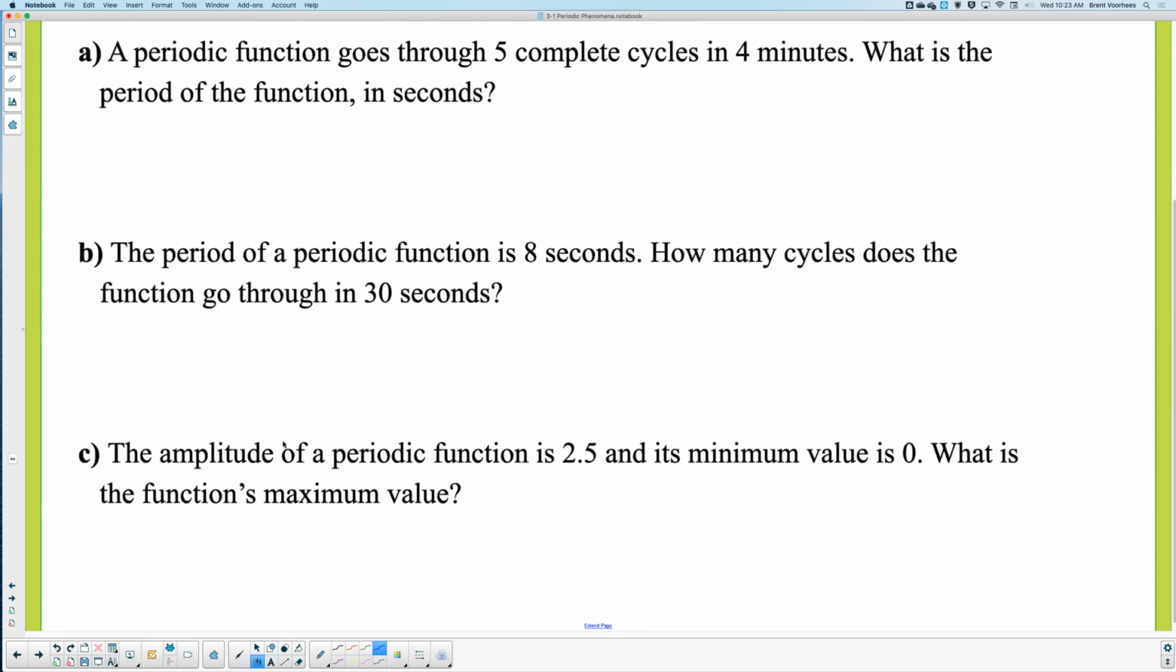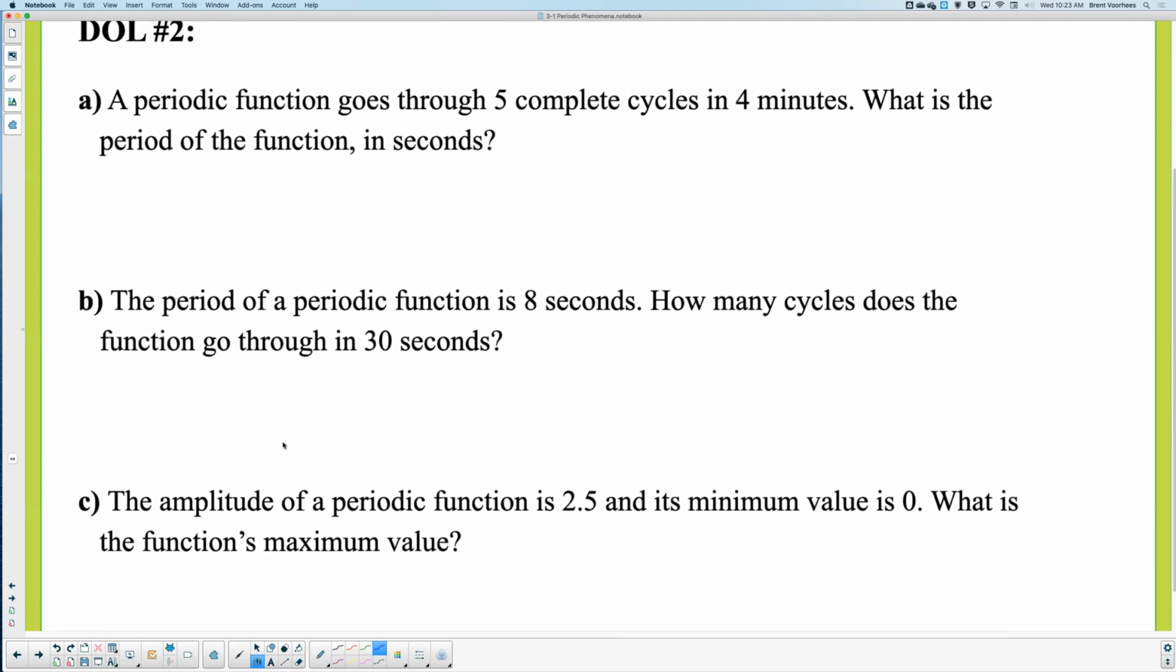And here's some verbal, you don't have to do the graphing this time, but I want you to think through, when they say cycle, what is a cycle similar to in distance? Audrey, what do you think? The period, yeah. It says a periodic function goes through 5 complete cycles in 4 minutes. What's the period of the function in seconds? So a synonym for cycle is periods. That's the same thing. Those are equivalent to one another.